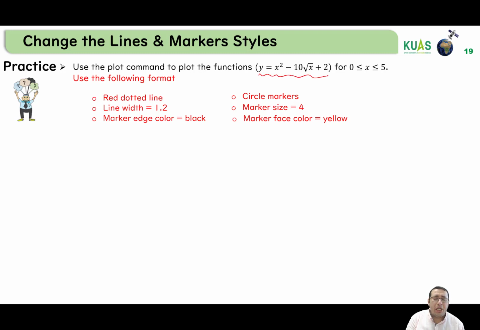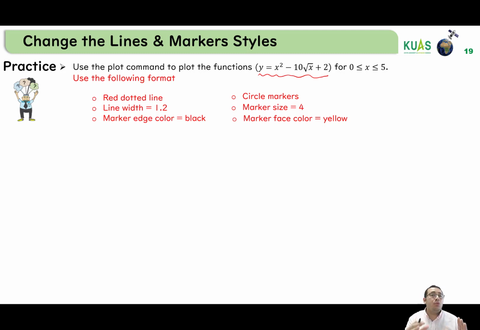So this time the function is more complicated than the simple y equals sine x or y equals cosine x. Here y is equal to x squared minus 10 square root x plus 2, for the range of x from 0 to 5, using the following format. The format we already know: a red dotted line. The red line means R, dot means colon, and then circle means O, and then line width, we will write line width, marker size, marker edge color, marker face color.